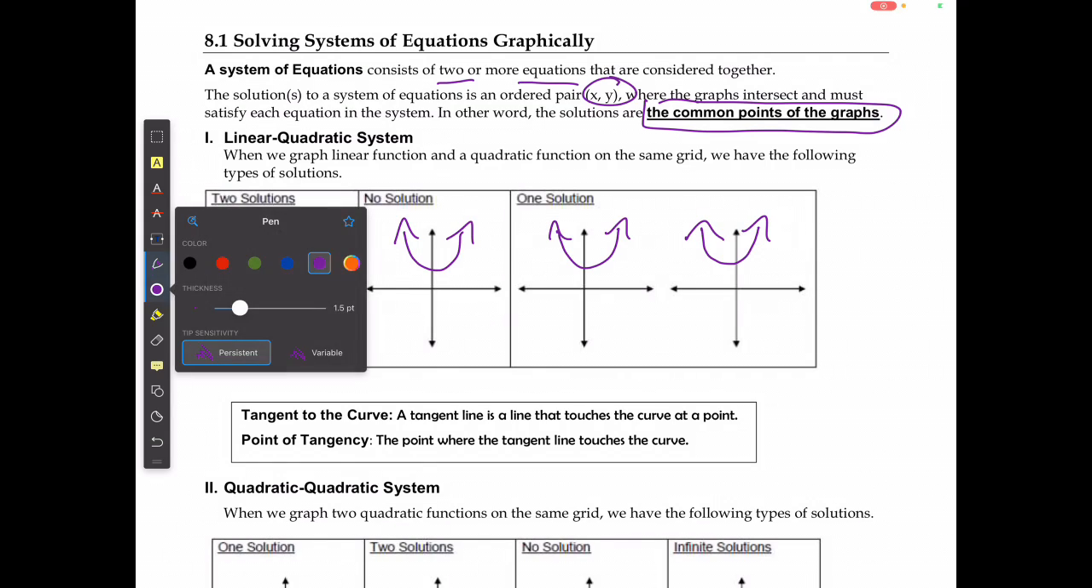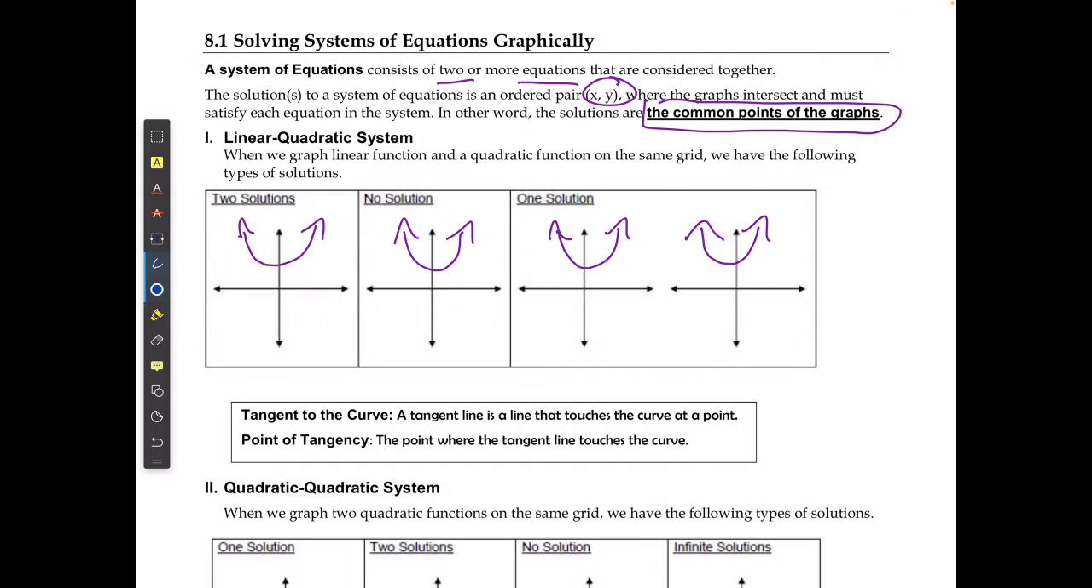Now, it is possible for me to have two solutions where the line intersects the quadratic twice. It's possible for there to be no solutions where the line never actually intersects. And there's a couple of ways we can have one solution. We could have one solution where the line touches it right along the curve once, but never touches it again, and there would be my one solution.